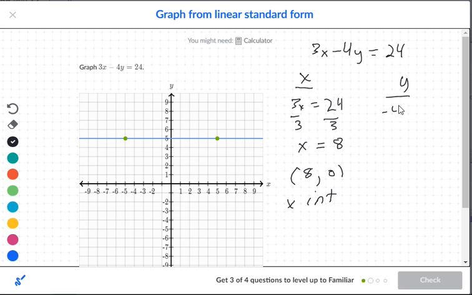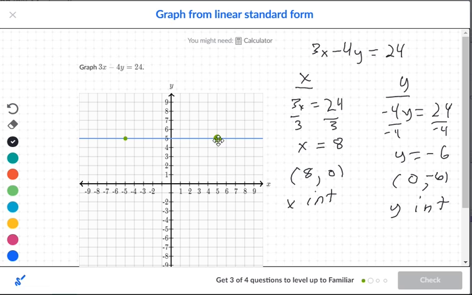Now as for the y, we'll use the y. This is negative 4y is equal to 24. Go ahead and divide by negative 4. So y is negative 6. So the x is going to be 0 and the y is going to be negative 6, and this is the y-intercept. So again, take the x, set the x equal to the number and solve. Take the y, forget about the x, set it equal to the number and solve.